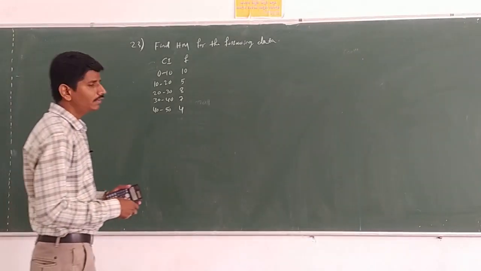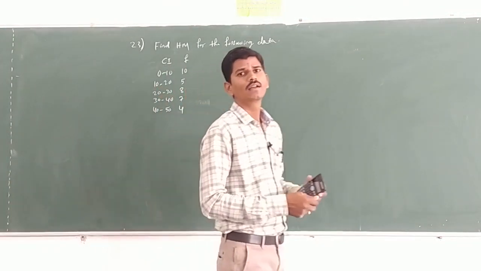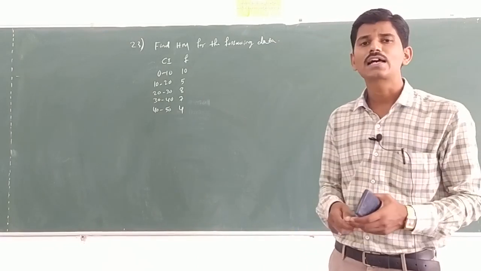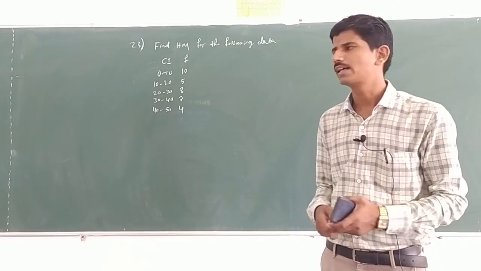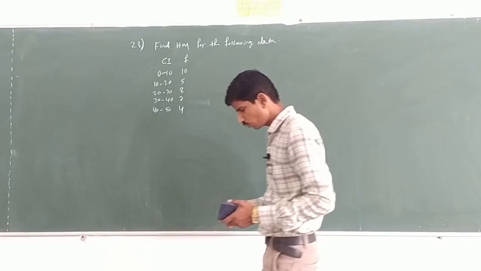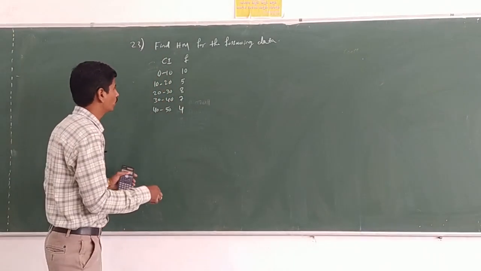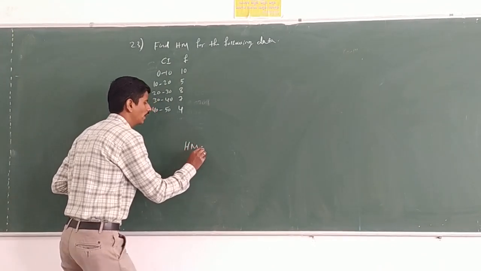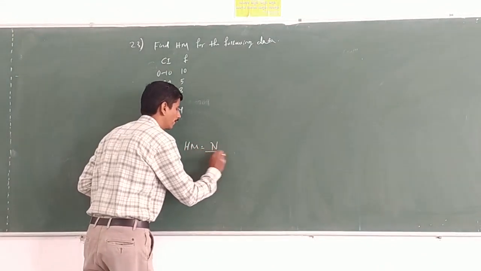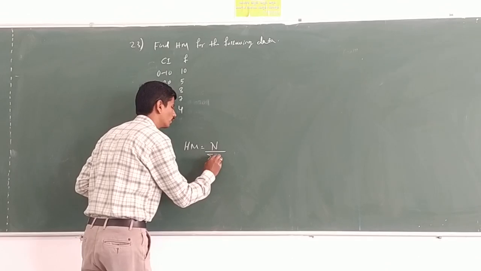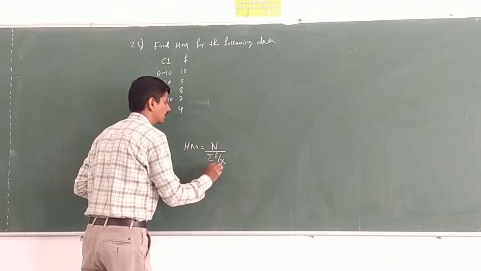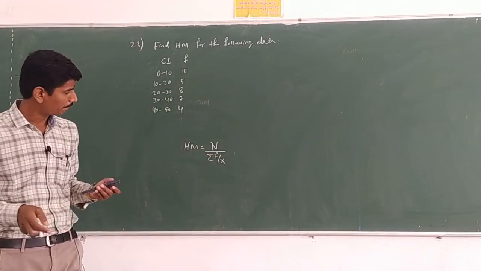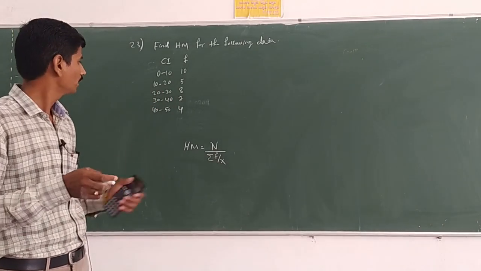Here the data are of the continuous type, because class intervals with respect to frequencies are given. Then you have to apply the grouped case formula, HM equal to capital N divided by sum of f by x.